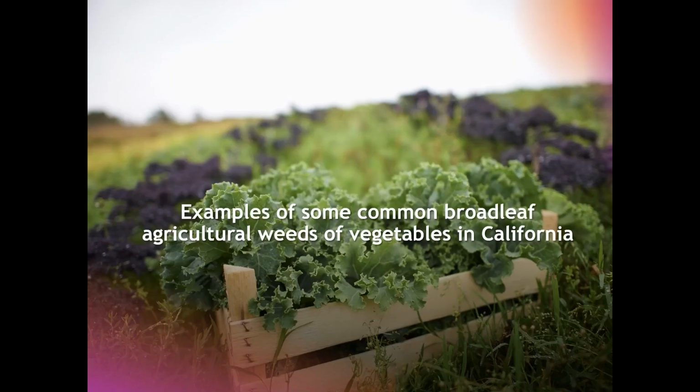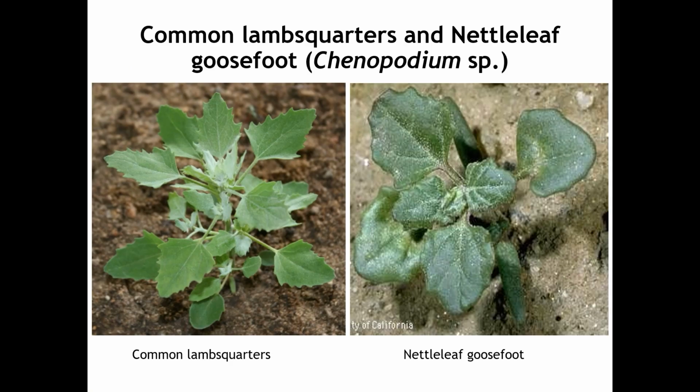So far I've talked about identification. Now I will show you some pictures and even videos of some of the common broadleaf agricultural weeds of vegetables in California, and then later on I'll show you some grasses. So here you see common lamb squatters and nettle leaf goosefoot. They both belong to the Chenopodium species. They look very alike when they are seedlings or even at an adult stage.